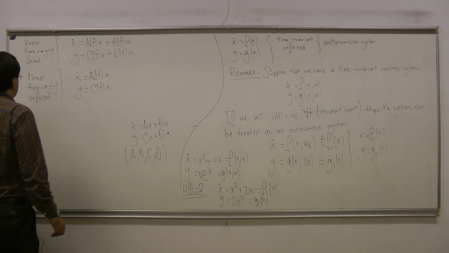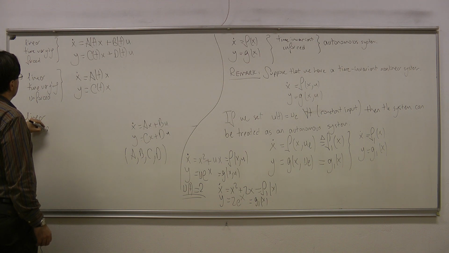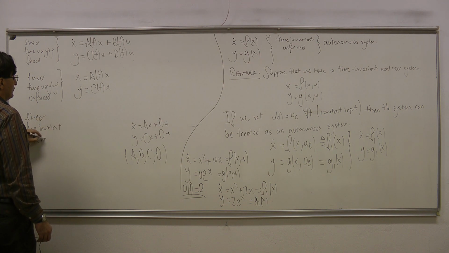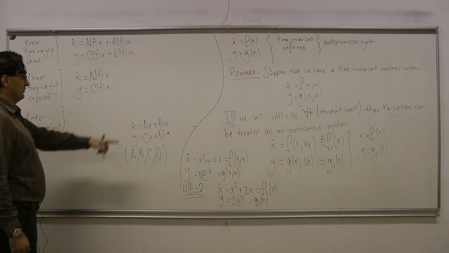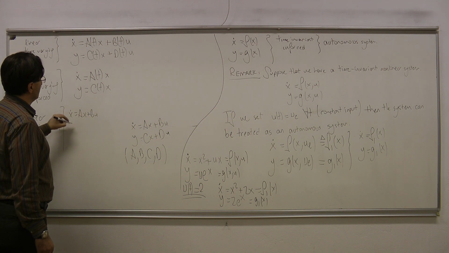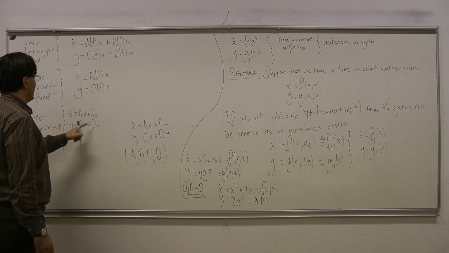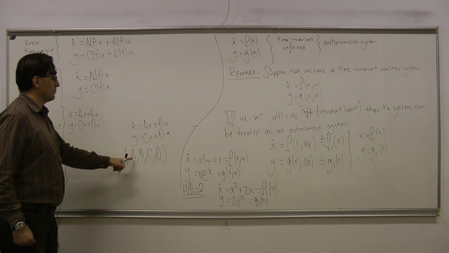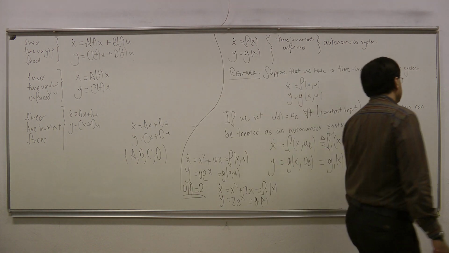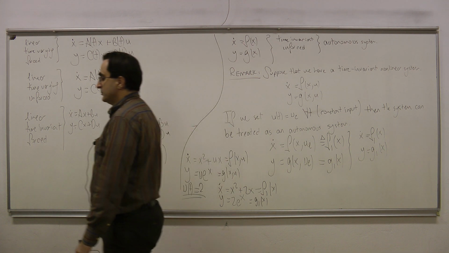And linear, time invariant, and finally a forced system would be just this. X dot is equal to AX plus BU, Y is equal to CX plus DU. The representation is not changing with respect to time. A, B, C, D are not changing with respect to time, and the system has an input term that can be used to force the system into some behavior.